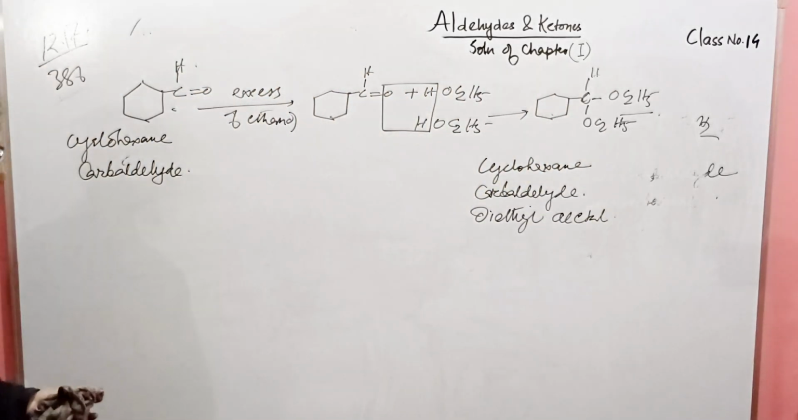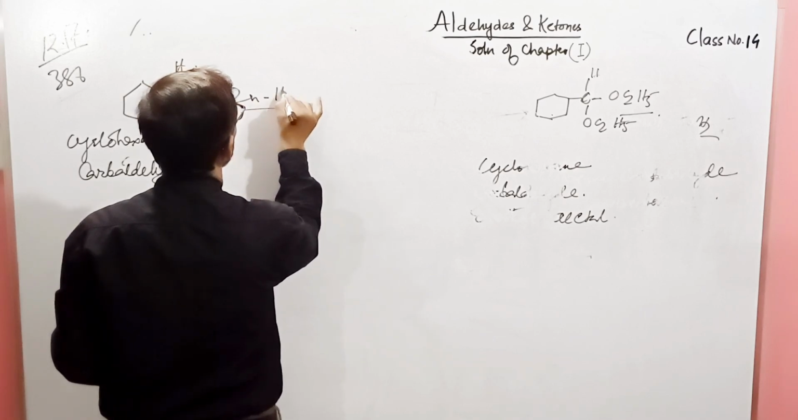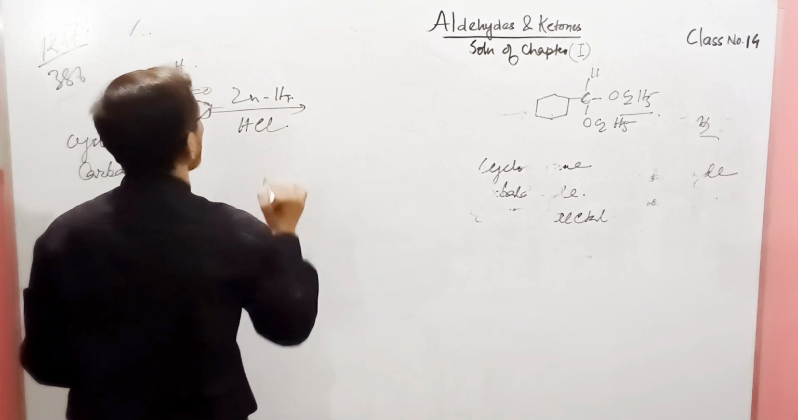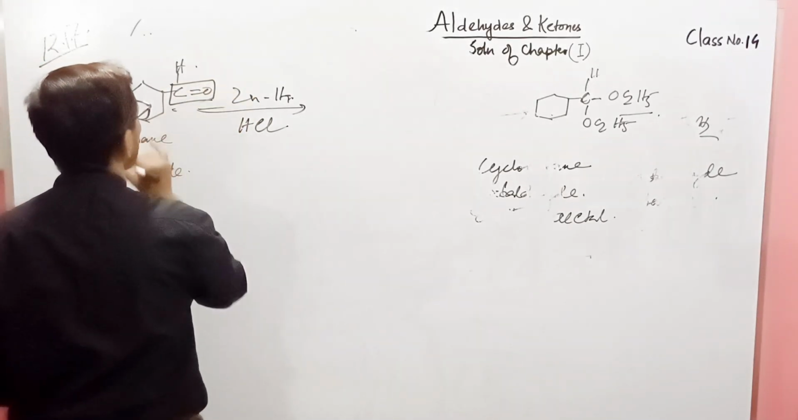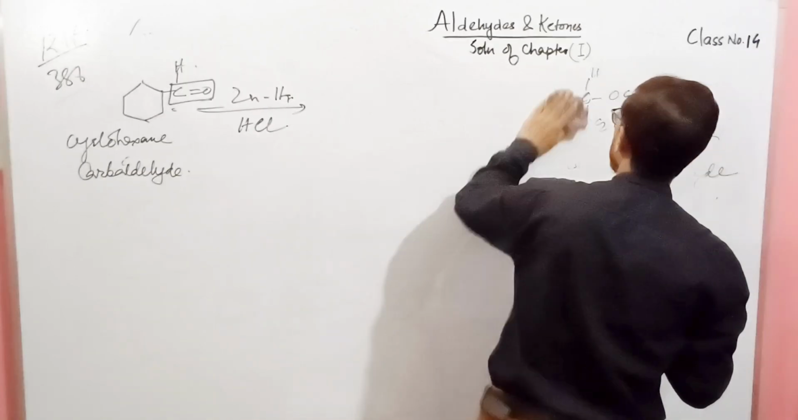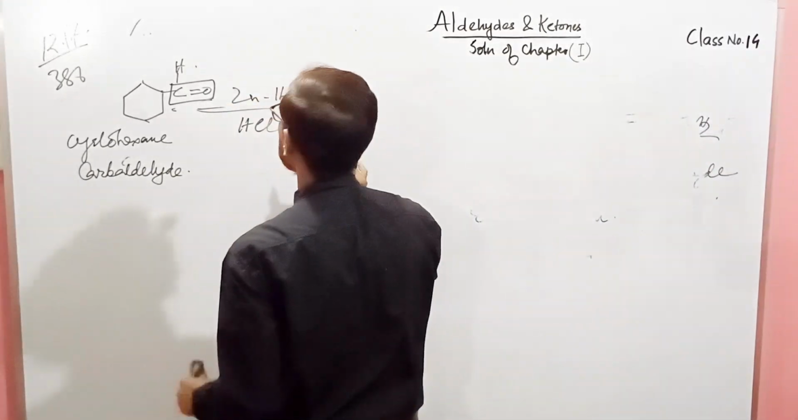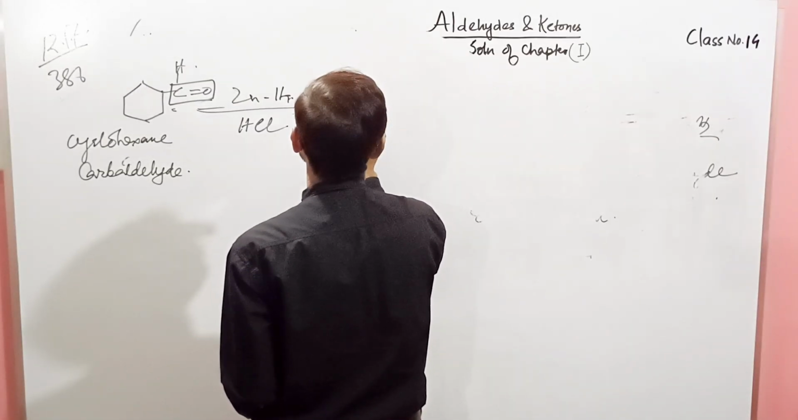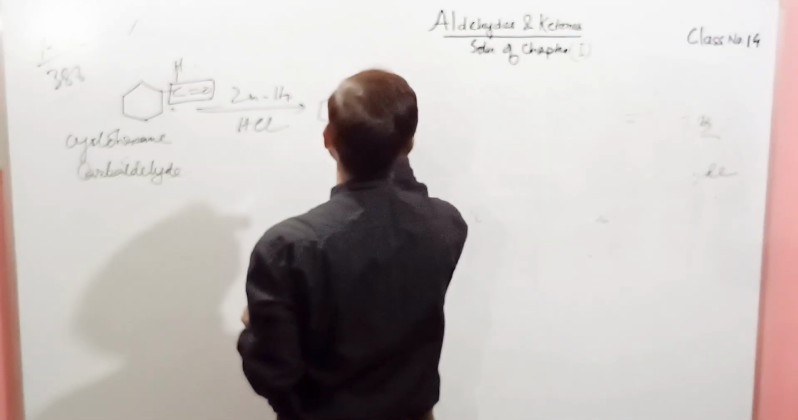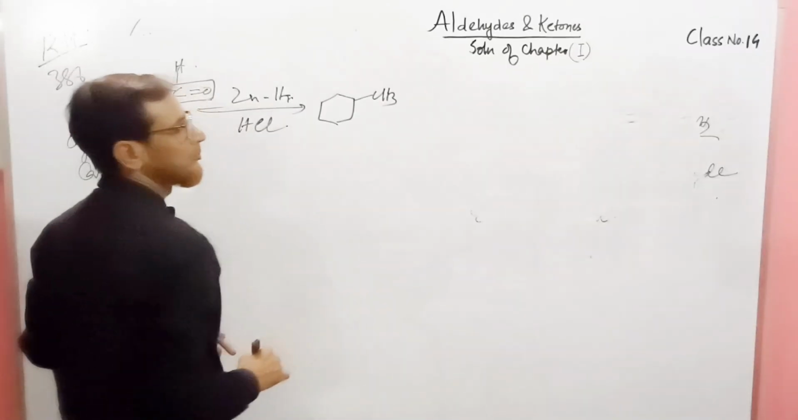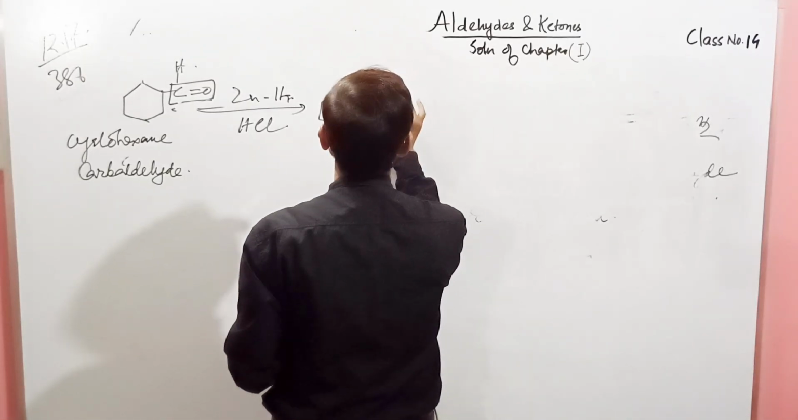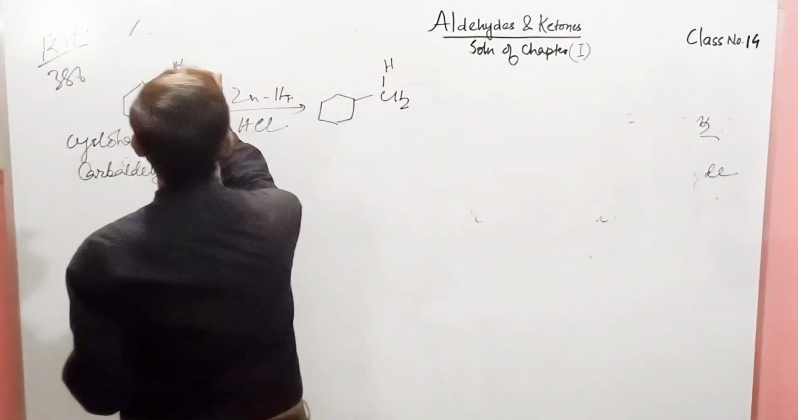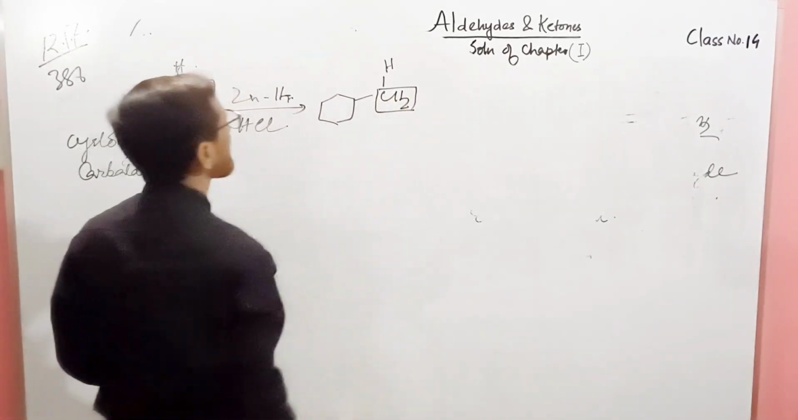This is the answer. What is zinc mercury HCl? It is the Clemmensen reaction. And in the very first class I told you, Wolff-Kishner reactions and Clemmensen reactions, the CO group becomes CH2. So if it is CH2, with one H there, this is methyl cyclohexane. Simple. H remains H and the CO becomes CH2, meaning CH3.